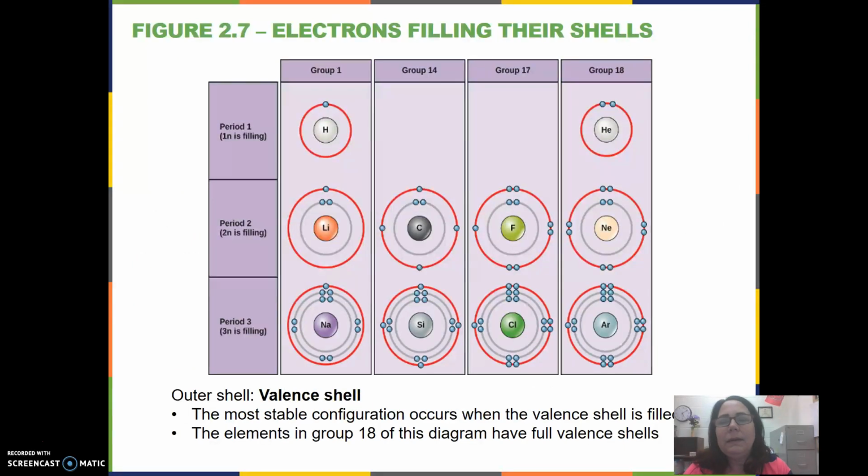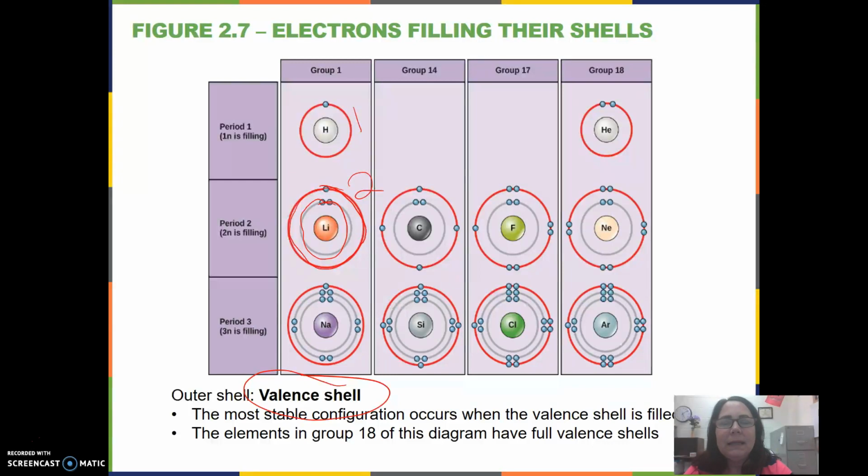Now, the concept of valence shells. The valence shell is the outermost energy level, or the outermost electron shell that contains electrons in it. So the valence shell for hydrogen would be the first energy level. The valence shell for lithium, which has 2 electrons in its first energy level and 1 electron in its second energy level, would be the second energy level. And the valence shell for sodium is the third energy level, and so on and so forth.